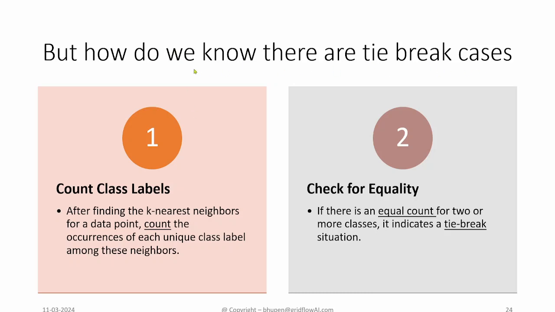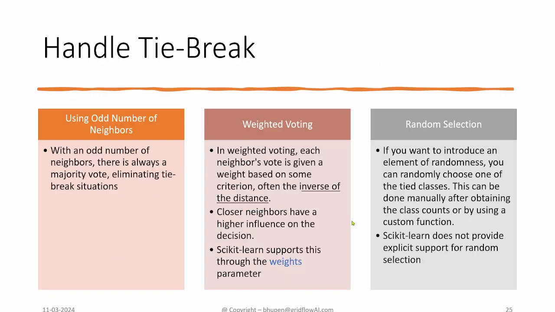But first, we need to find out whether the tie actually exists. So how do we find out if a tie exists? Essentially, after finding the k nearest neighbors for a particular data point, we find the distribution of the class labels for the data point. If there is an equal count of two or more classes, that means there is a tie. How can we handle the tie using an odd number of neighbors?